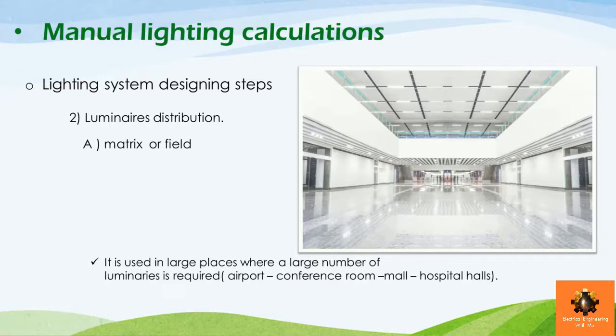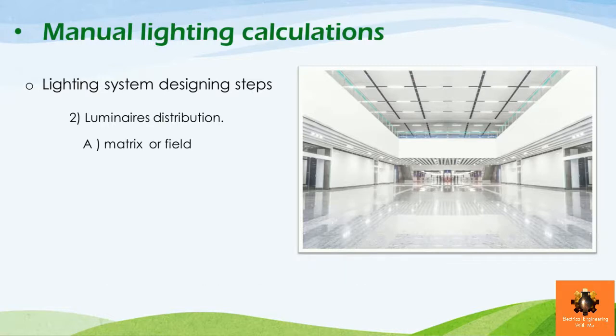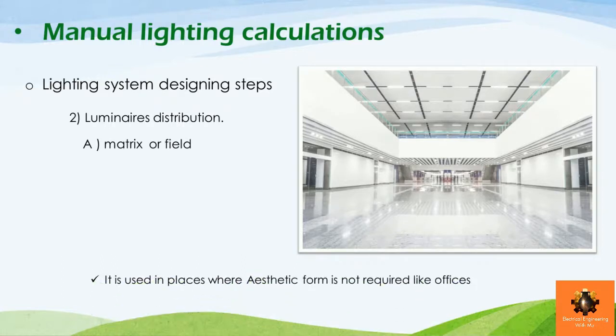So this is the use of the matrix method, and we use it also for the places where the aesthetic form is required, as the field shape is not the aesthetic one, but our aim here is to get the required amount of lights to illuminate the place. And for that reason, we use the field method also in the offices where a formal shape of distribution is required. So here the formal shape is required, not the aesthetic one.